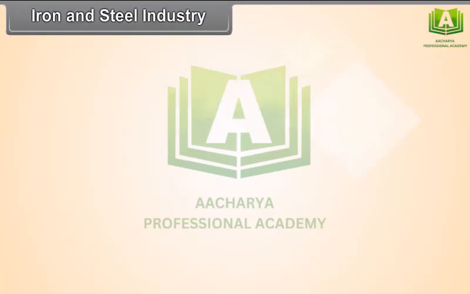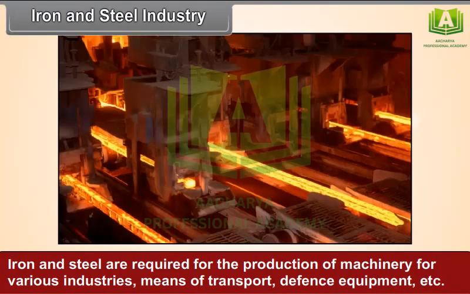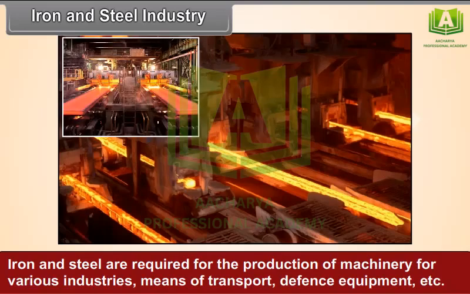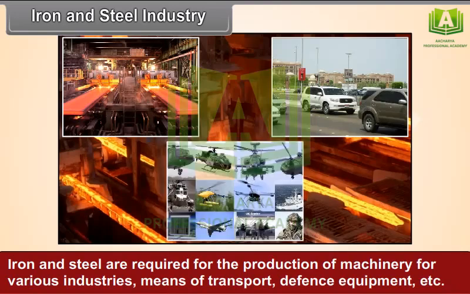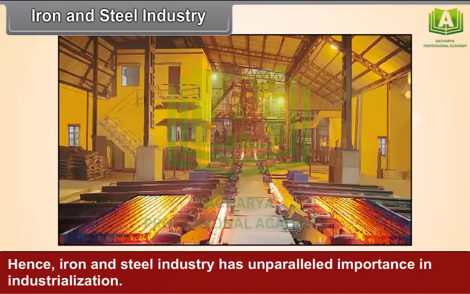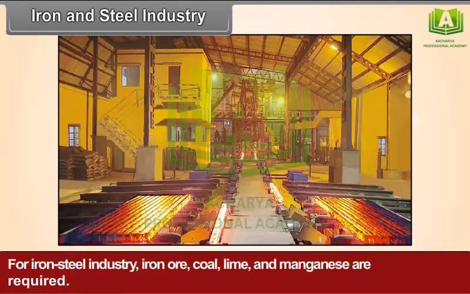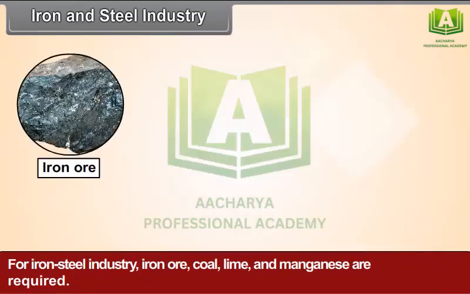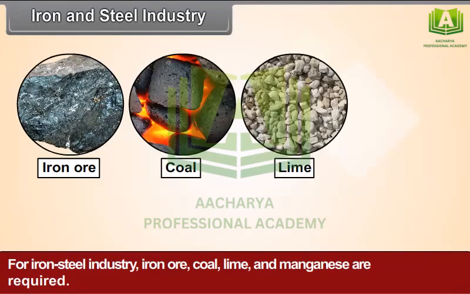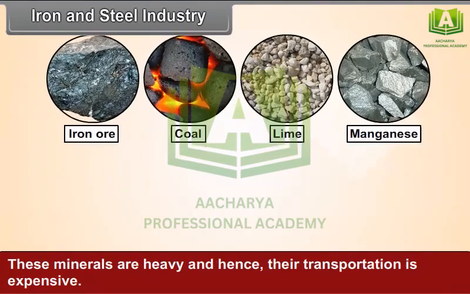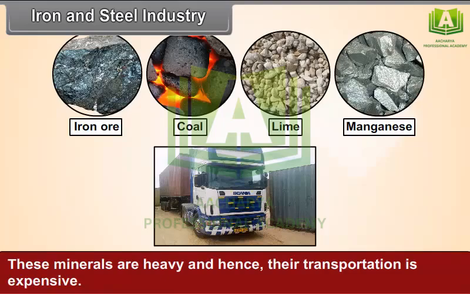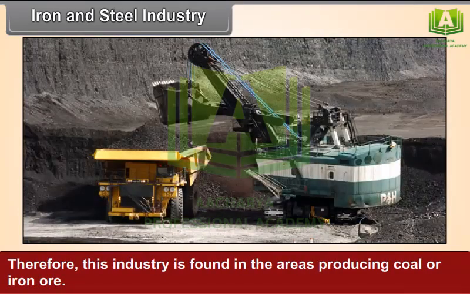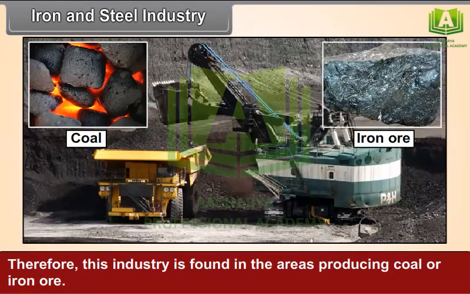Iron and steel industry. Iron and steel are required for the production of machinery for various industries, means of transport, defense equipment, etc. Hence, iron and steel industry has unparalleled importance in industrialization. For iron-steel industry, iron ore, coal, lime and manganese are required. These minerals are heavy and hence their transportation is expensive. Therefore, this industry is found in the areas producing coal or iron ore.